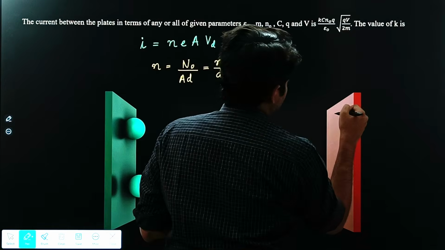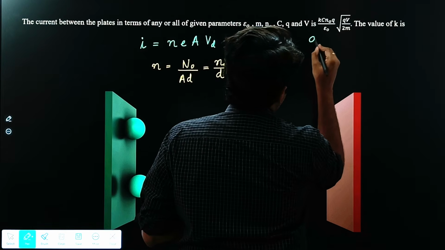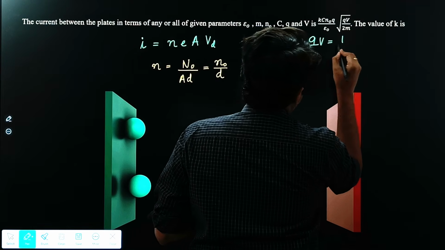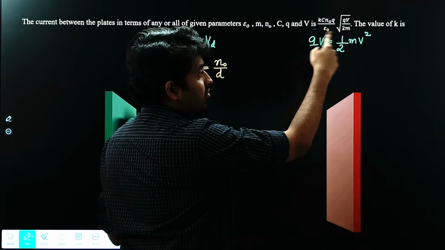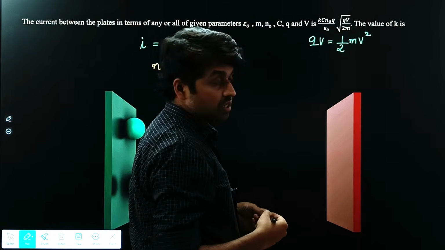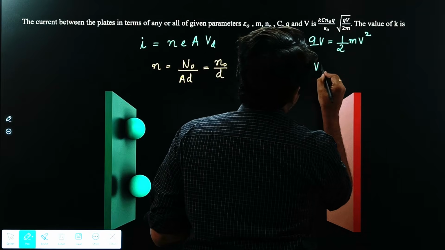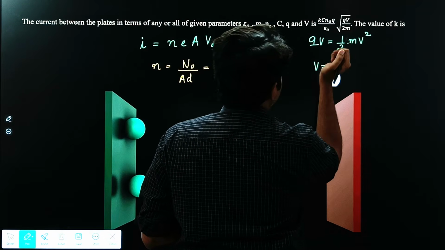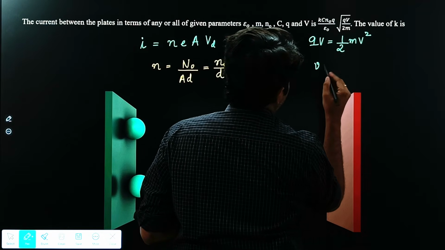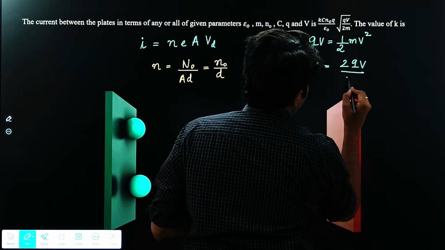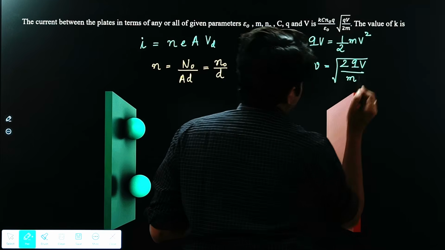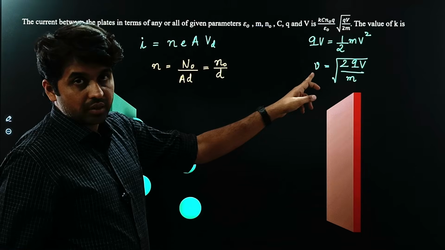So we'll write this maximum velocity as qV equal to half m v squared. The work done by the electric force is getting converted to kinetic energy. What is v? This is speed, so I will write this as small v. It is the square root of 2qV divided by m. This is the maximum speed.